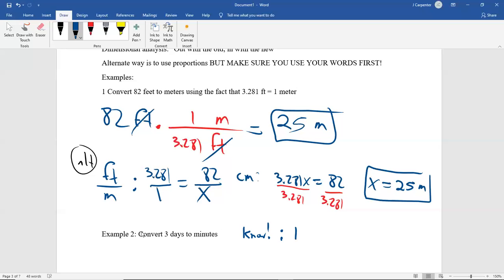So all right, one day, heading towards minutes, we should go to hours, and that would be 24 hours. And then how many hours to how many minutes? Well, 1 hour is equivalent to 60 minutes. You can use colons, you can use equals, nobody cares. I'm just going to be consistent and make them both equals. So those are the 2 that we'll need here.